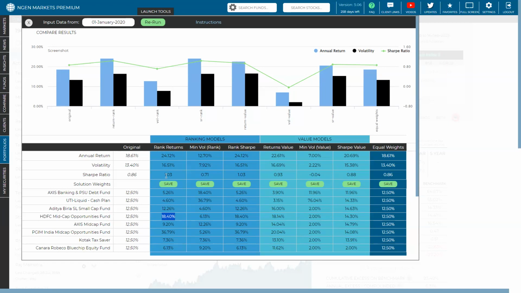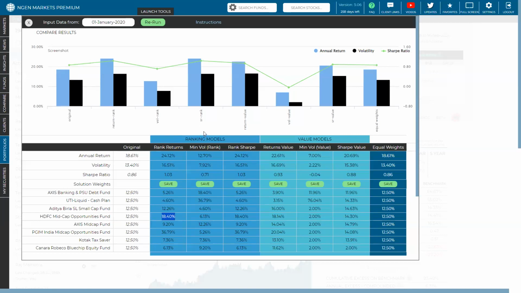Here, you can also see that the Sharpe ratio of the portfolio has substantially improved, more than 0.20, right? So 20 basis points. From 0.86, it has improved to 1.03. That typically means that the risk-adjusted returns of the portfolio have now improved, right? That's the first model, which is rank returns.